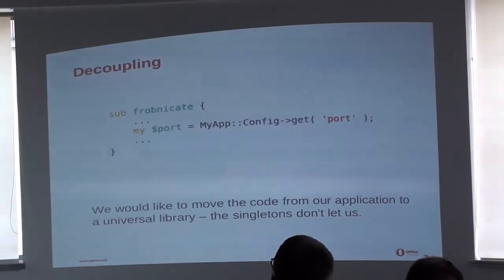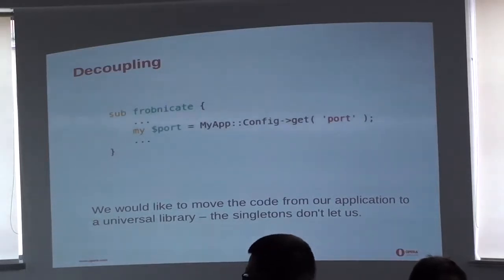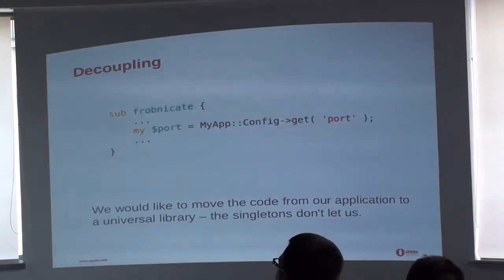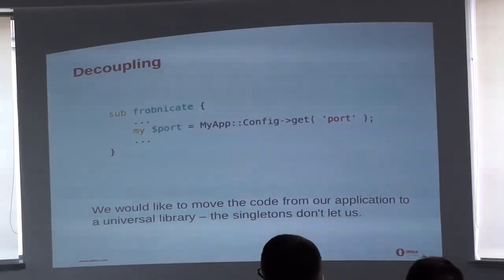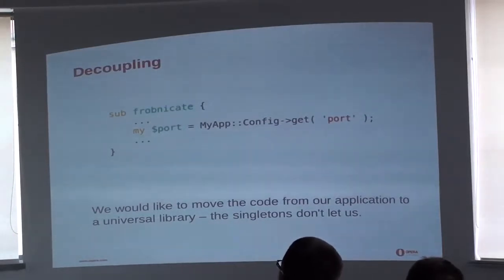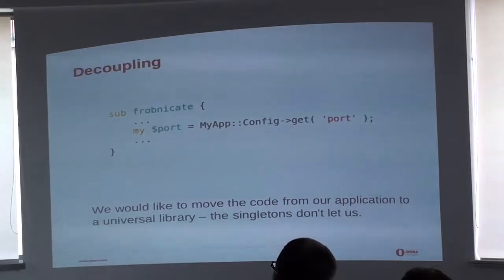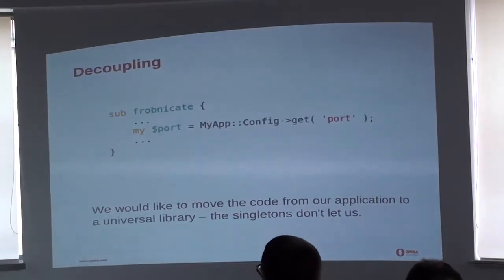So there is another aspect of decoupling. When you use singletons, and singletons you use mostly in big applications where you have parts that are used everywhere, for example, configuration. It's quite common that you have something like my application config, and then you get the port from this config. And then if you have a method in your code like this, then you cannot put it into CPAN because it uses this application-specific singleton. So singletons are always like this.